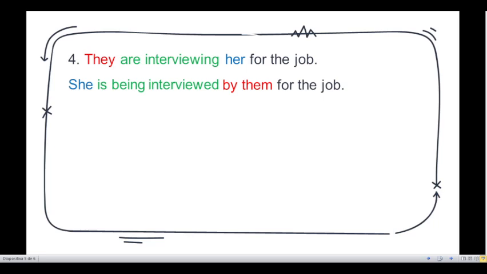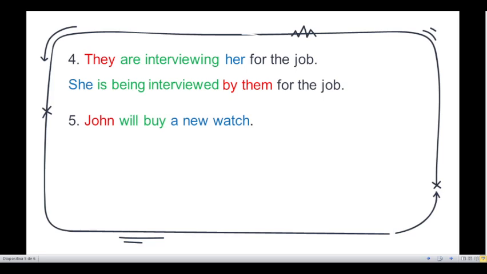Let's read the full sentence. She is being interviewed by them for the job. Excellent. Number 5. John will buy a new watch. Let's repeat the process. John, subject. Will, auxiliary verb. Buy, main verb. A new watch, object. The sentence is in simple future.